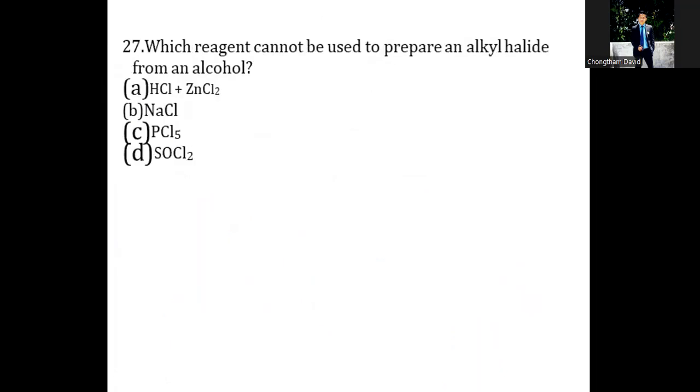Question number 27. Which reagent cannot be used to prepare an alkyl halide from an alcohol? Very easy question. The answer for this question will be B, sodium chloride.